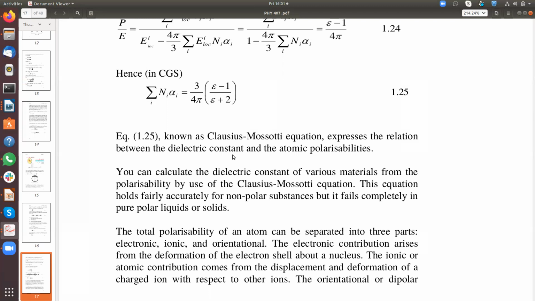This equation holds fairly accurately for non-polar substances. Take note of that word. It produces correct results for non-polar substances but fails completely in pure polar liquids or solids.